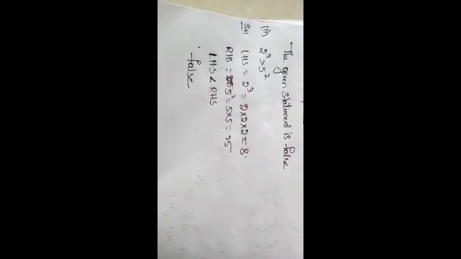Second bit is the same. Third bit: you just need to check whether LHS is equal to RHS or not. If LHS is equal to RHS, the statement is true. If LHS is not equal to RHS, the statement is false. See, this is true, anything power 0 is 1. So LHS is equal to RHS. True.